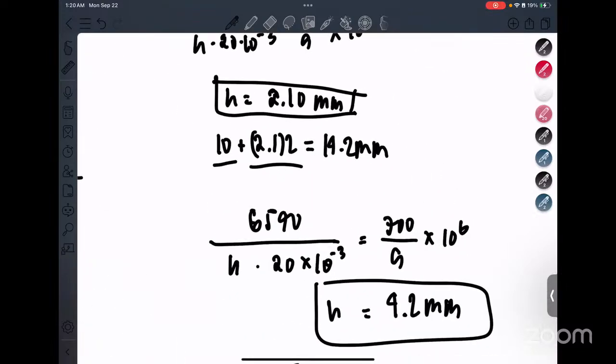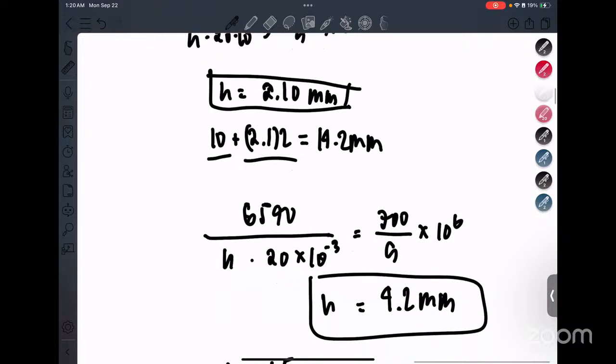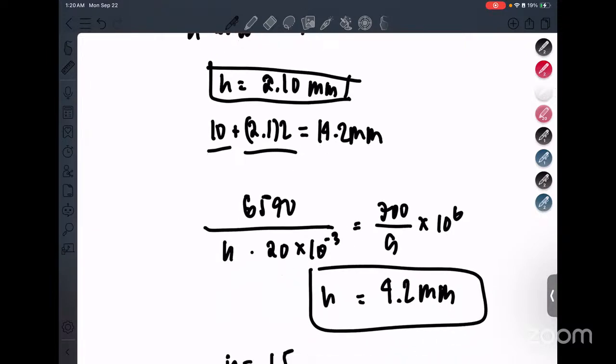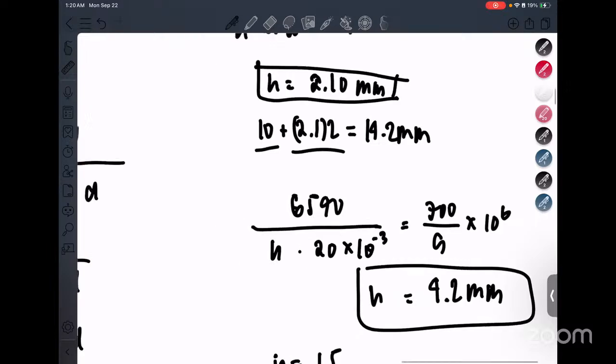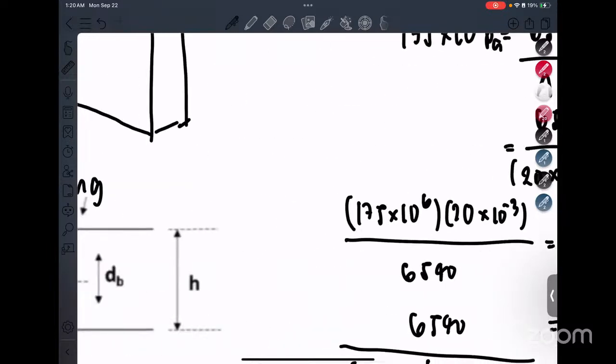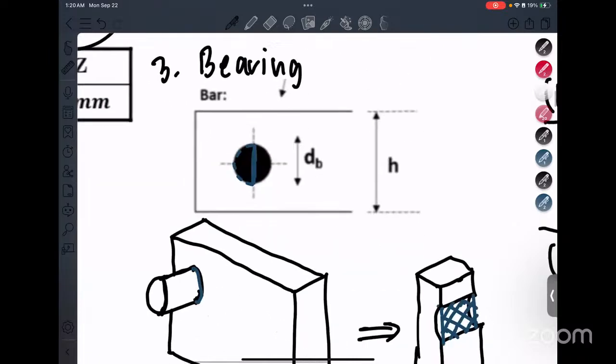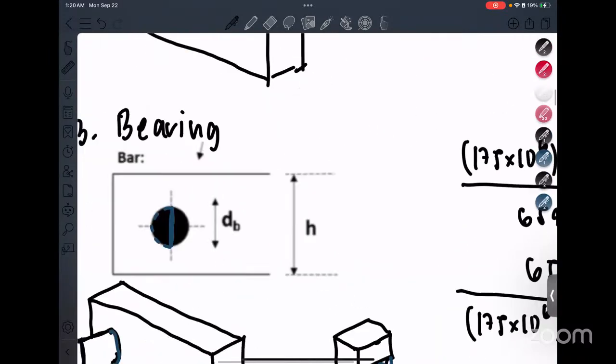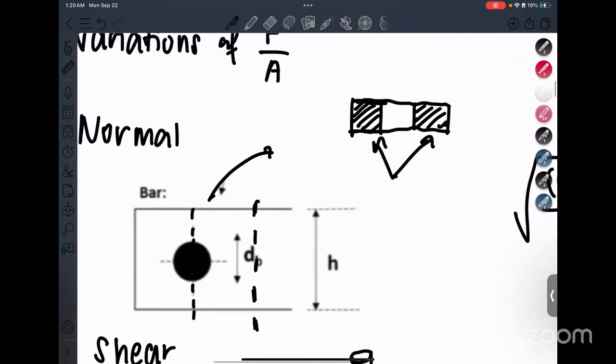6540 over height times the thickness. It's the same thing. You get 700 over 9 times 10 raised to 6, which is our allowable stress in megapascals. And you'll get a height of 4.2 mm, meaning at this section, oh, sorry, normal. At this section, you'll only really need 4.2 millimeters.